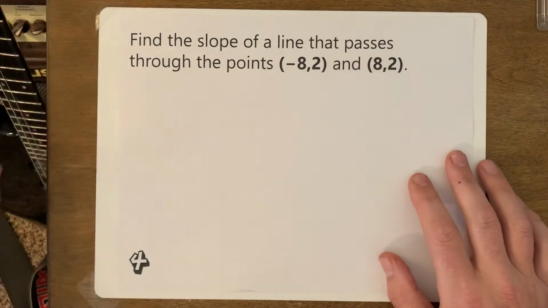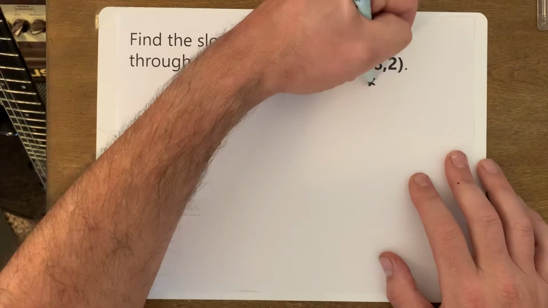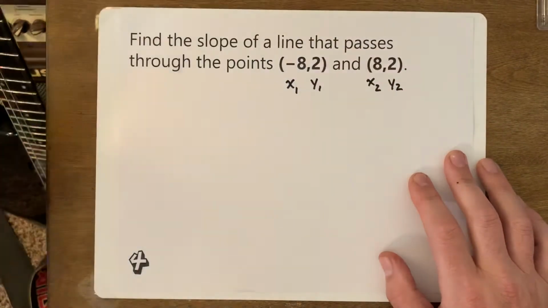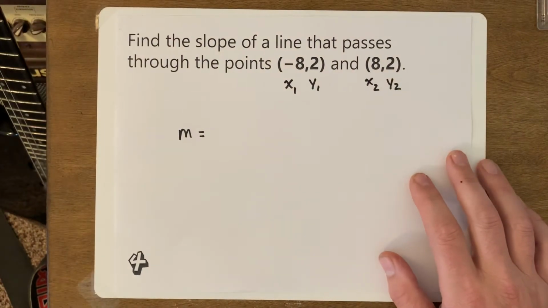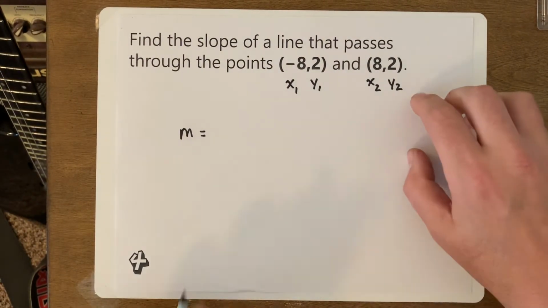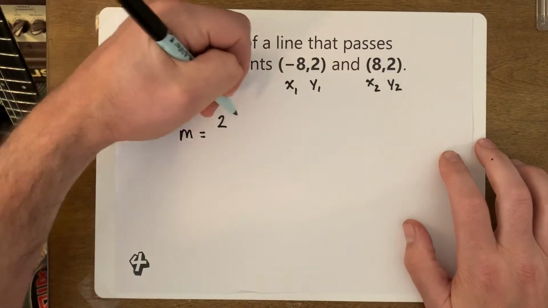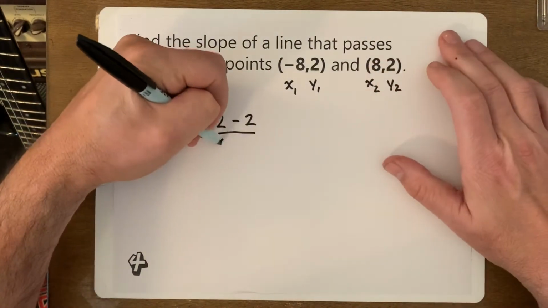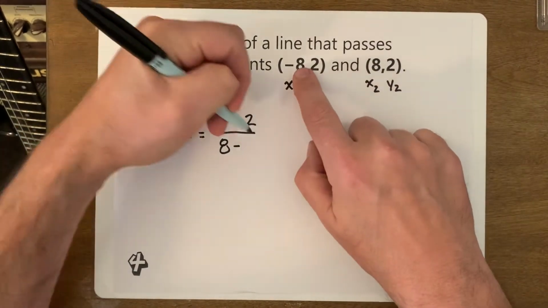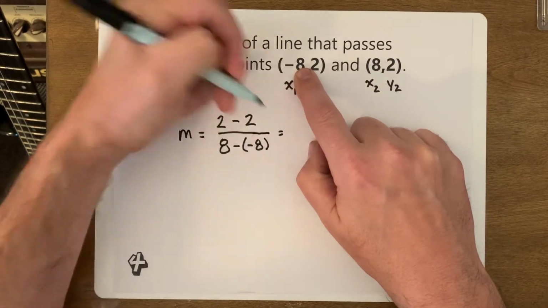Now, let's look at our next one. This time I'm going to label my points, x1, y1, and x2, y2, and then plug them into my formula as I go, because now that I know how it works, it's going to be very simple. 2 minus 2 over 8 minus negative 8. I do use parentheses there because I'm subtracting a negative.